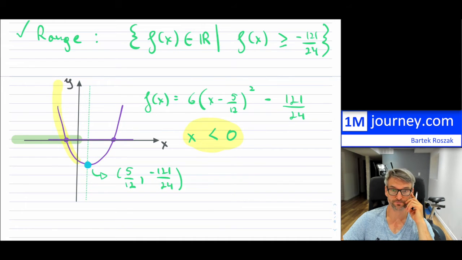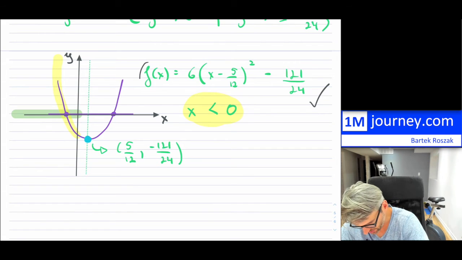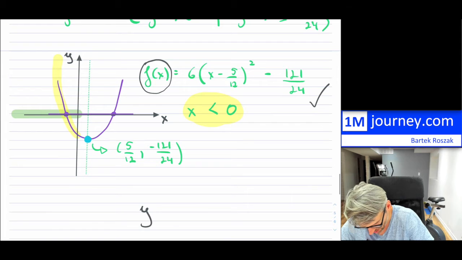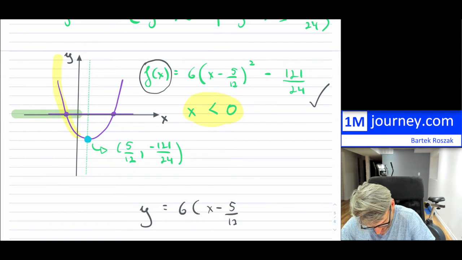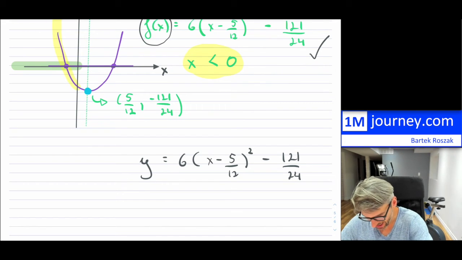All right. Now, it's already in vertex form because we've done it. Okay, so we have it here. So what I'm going to do is switch this, just because I don't like writing f of x. So I'm going to write this as y is equal to 6(x − 5/12) squared minus 121/24. And now let's rearrange this for x and then swap the x and the y's, right?